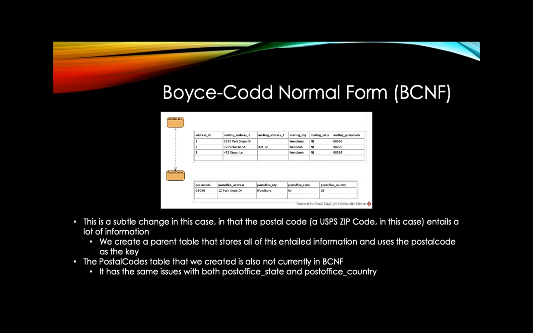So this is a weird example because for each address that I have a mailing postal code, but that postal code entails a lot of information in and of itself. It entails the post office address that services that particular postal code. It entails the geographic region that postal code services at a given point in time. And it also entails the country that post office belongs to.